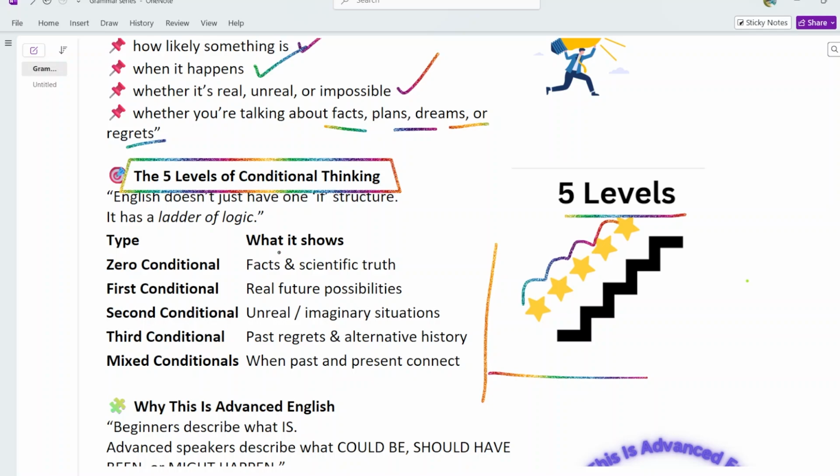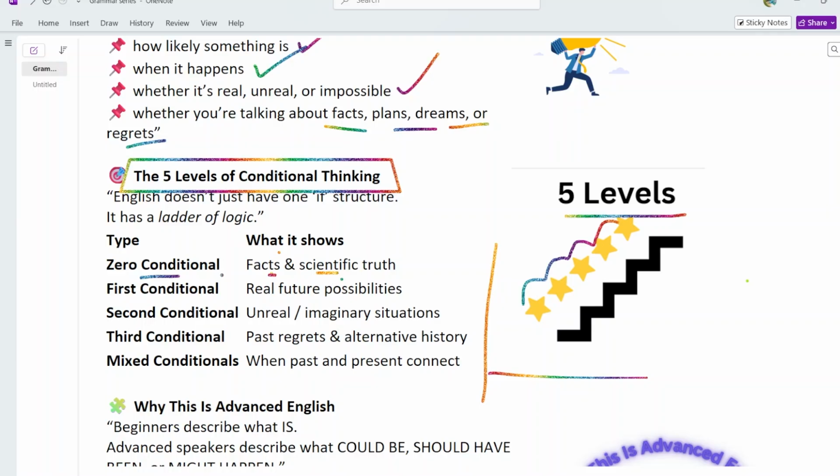Okay, what does the sentence show? The sentence shows whether whatever you're talking about is a fact or a scientific truth. Then it is known as a zero conditional. You cannot really change facts, or scientific truth. So that is why they are known as zero conditional, and they have a certain structure. We will be talking about it in the next class.